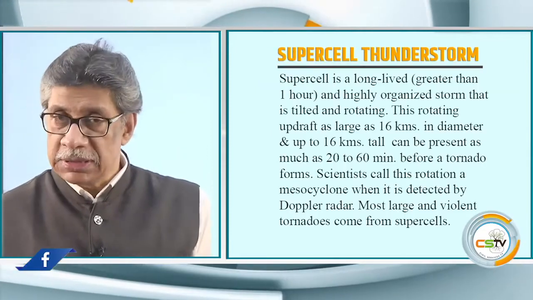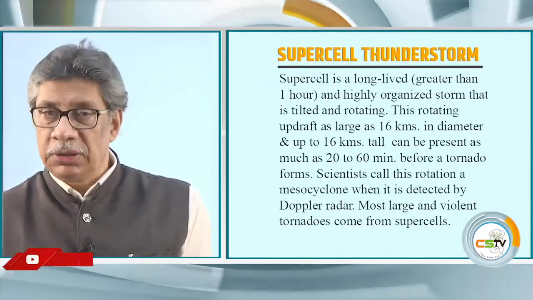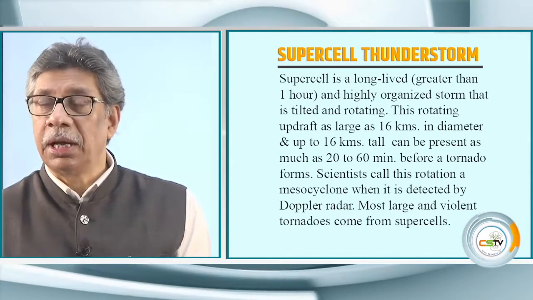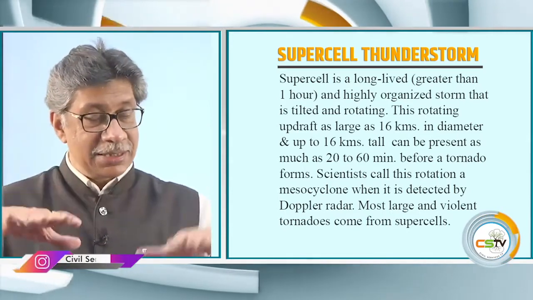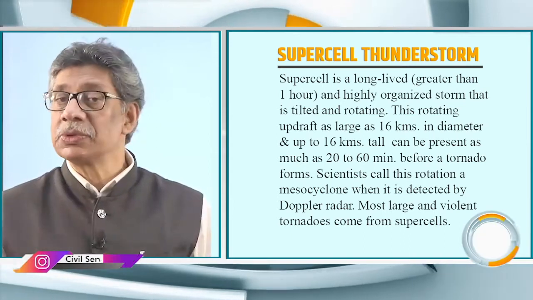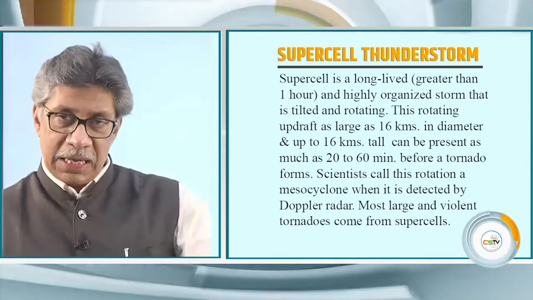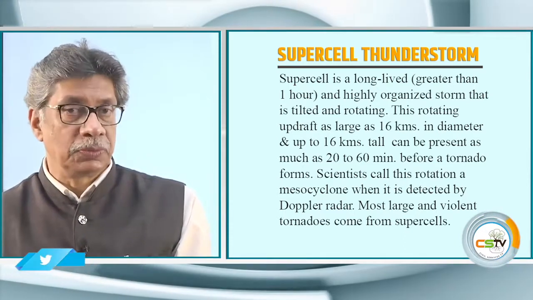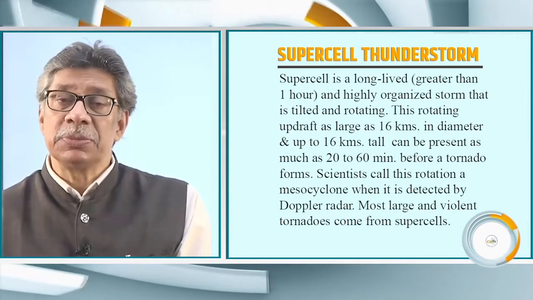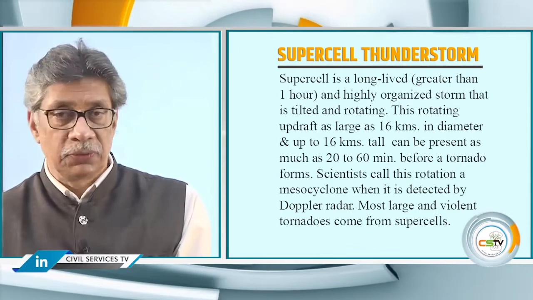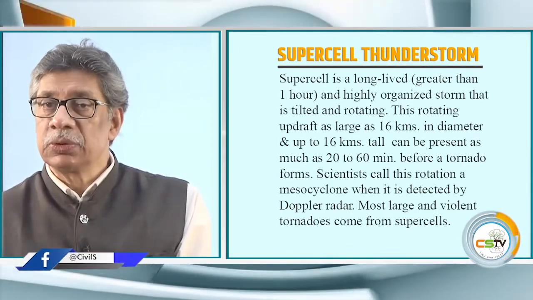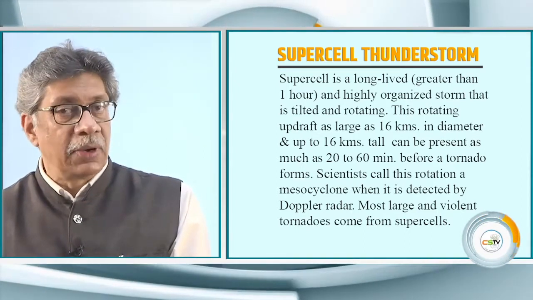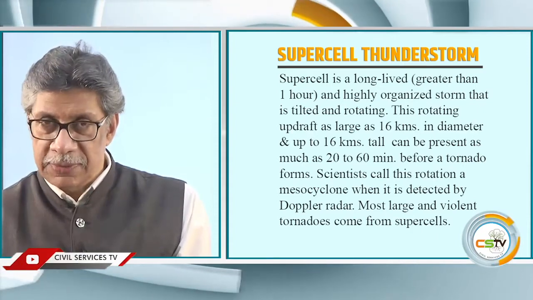The fourth is supercell thunderstorms. A supercell is a long-lived, that means generally more than an hour, and highly organized storm that is tilted and rotating. That is, it doesn't become stationary like most thunderstorms. This rotating updraft, as large as 16 kilometers in diameter and up to 16 kilometers high, that means reaching the top of the troposphere, can be present as much as 20 to 60 minutes before a tornado forms. Scientists call this rotation a mesocyclone when it is detected by a Doppler radar. Most large and violent tornadoes come from supercells.